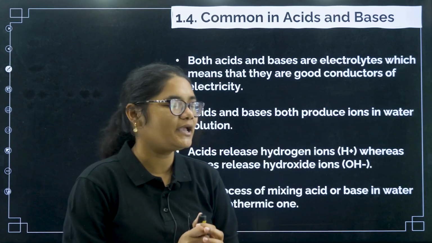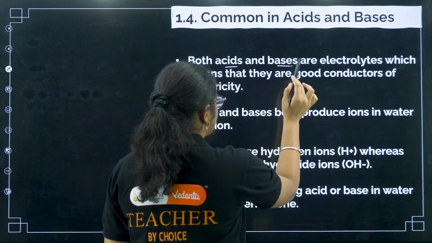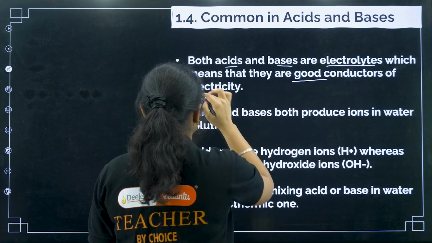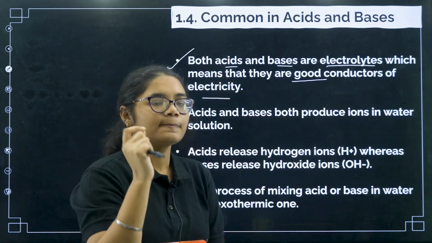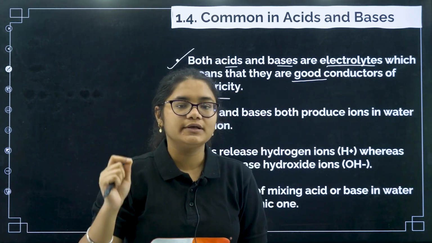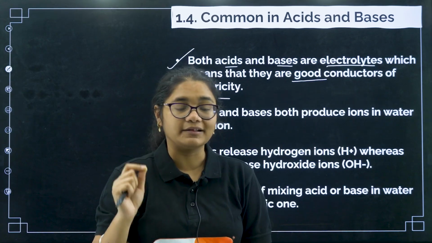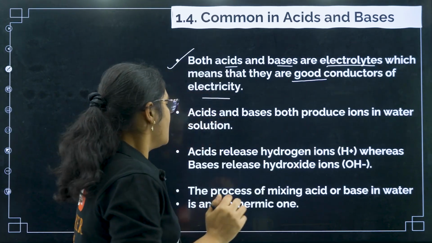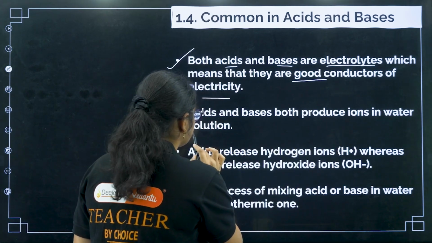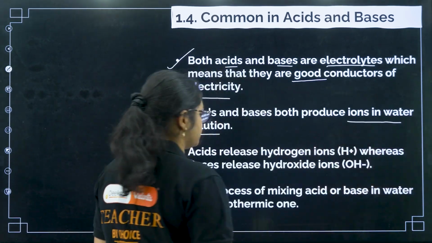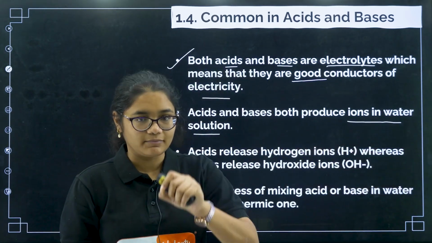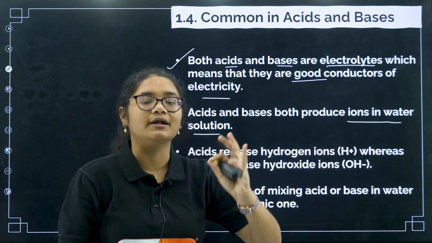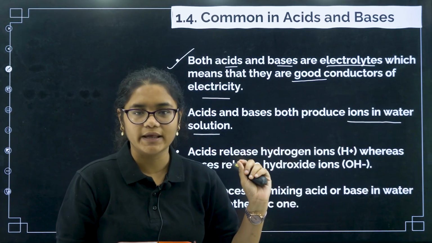We'll see here. Both acids and bases are electrolytes, which means that they are good conductors of electricity. Acids and bases both can conduct electricity. That is why they are very good conductors of electricity. Acids and bases both produce ions in the water solution. When you put any acid or base in water, they produce ions, and that is why they are good conductors of electricity.